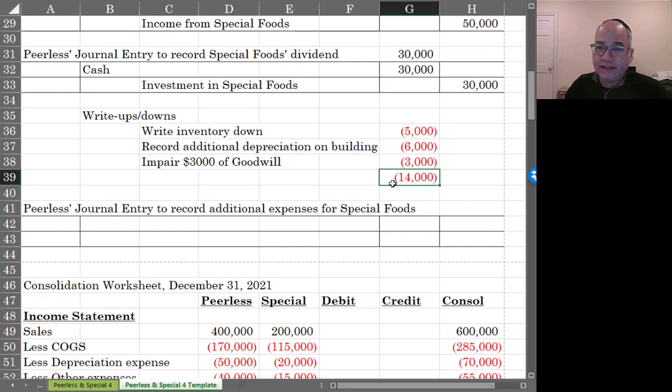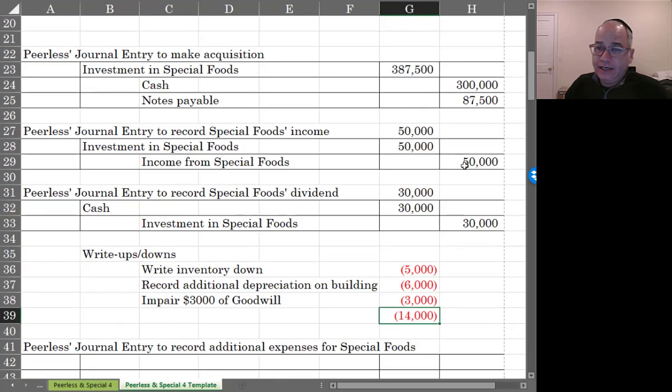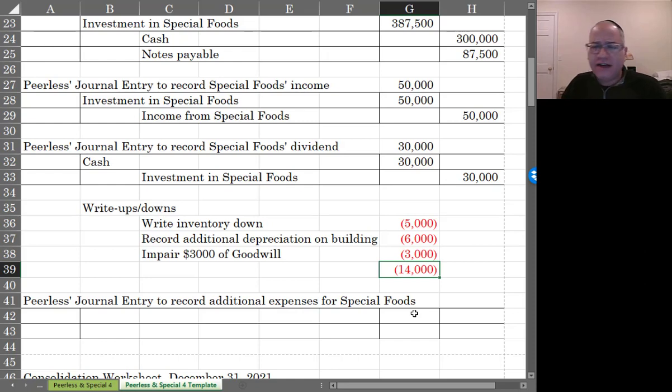In other words, Special Foods reports its income. Right here, Peerless records its share of that income, which is 100%. But Peerless also has to record an additional $14,000 of expenses because all these write-ups that Peerless did about Special are no longer legitimate write-ups, so they've got to be expensed. As we said, everything that hits the income statement is going to sooner or later be an expense. Not everything, but almost everything.